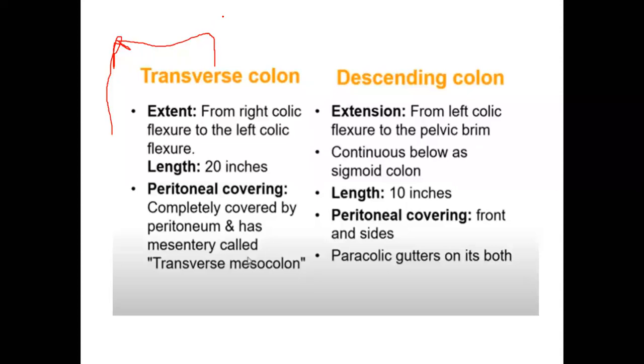Now coming to the descending colon. It is extending from the left colic flexure to the pelvic brim and below. Then it will continue as the sigmoid colon. The descending colon is measuring 10 inches, and the peritoneal covering is covering the front as well as the sides of the descending colon. There will be paracolic gutters present, as in the ascending colon, on both sides, the right as well as the left, in which the fluid can be collected.